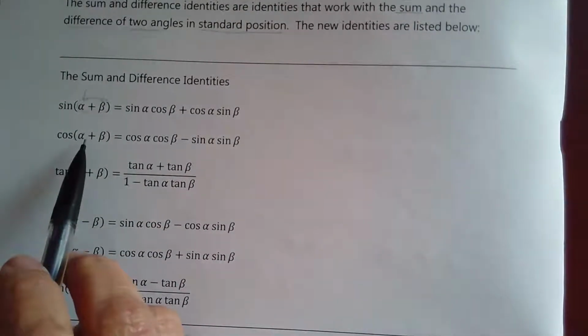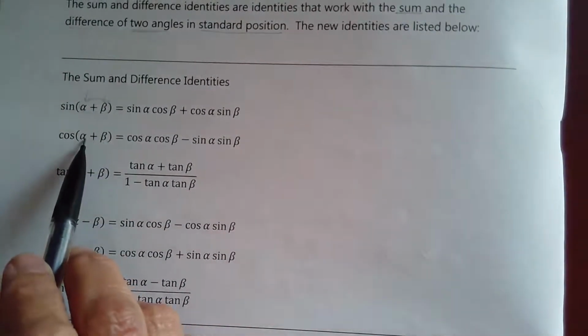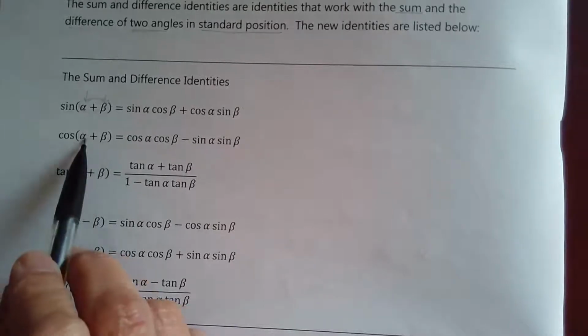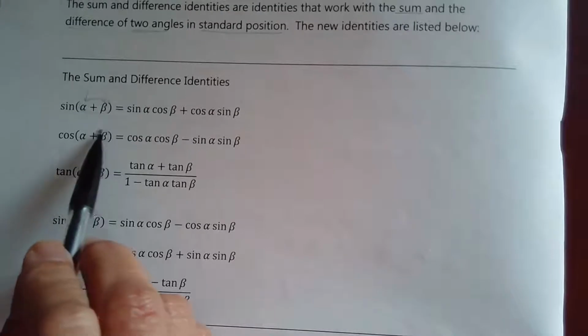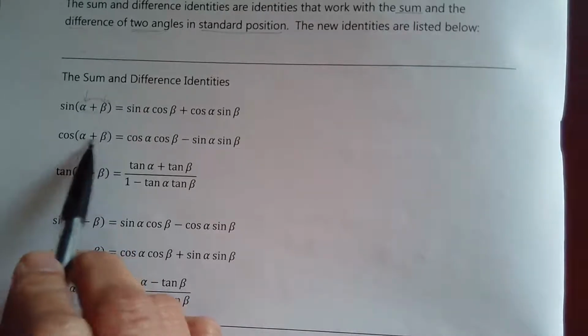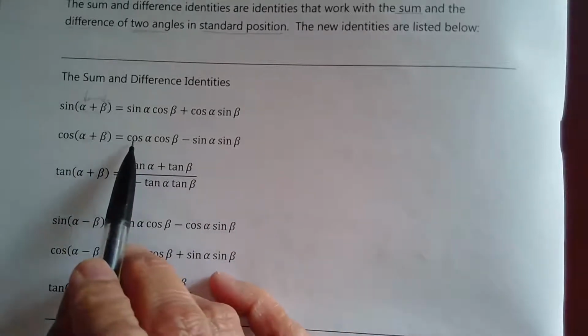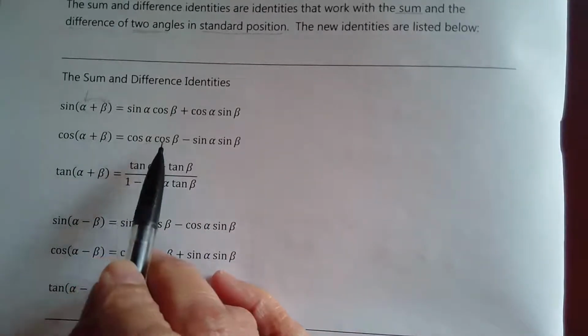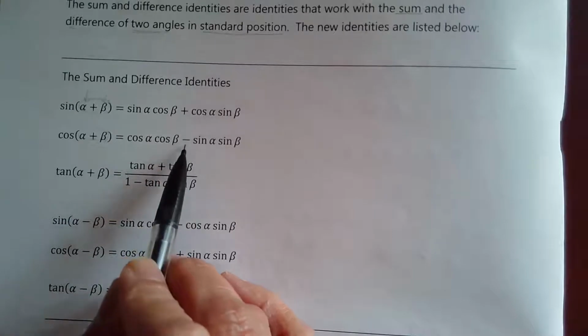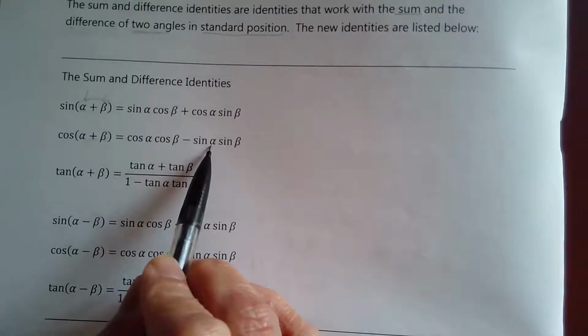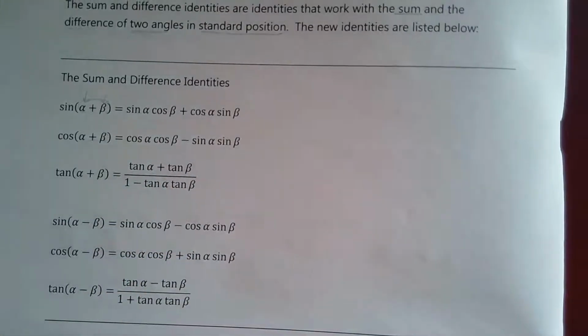And then we look at this one again. You have angle A and angle B, or alpha and beta. So if we add them together and we take the cos of those two angles together, it's the same thing as cos of the first angle times the cos of the second angle, minus sine of the first angle times the sine of the second angle.